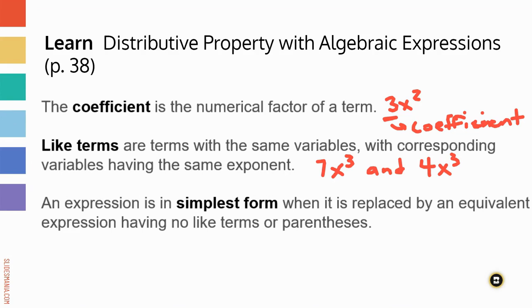Okay, and then an expression is in simplest form when it is replaced by an equivalent expression having no like terms or parentheses. So in this example above, we could take 7x cubed and then add it to 4x cubed, and we would add the 7 and the 4 together. So 7 plus 4 gives me 11, and then the x cubed would be attached. So this is 11x cubed is simplest form, and then 7x cubed and 4x cubed are just written as like terms, but they're not in simplest form.